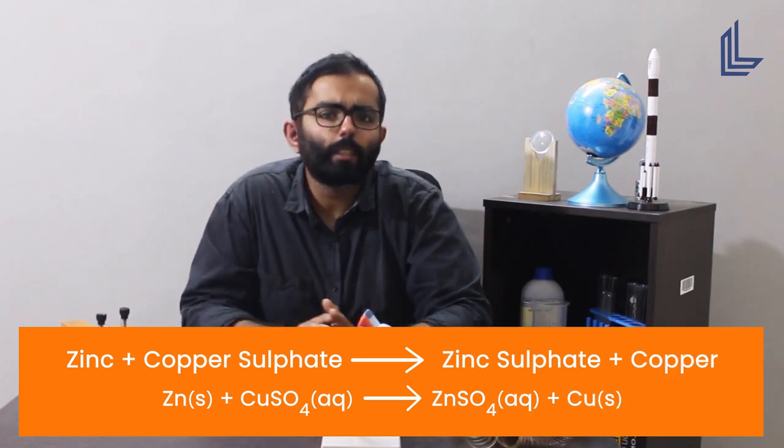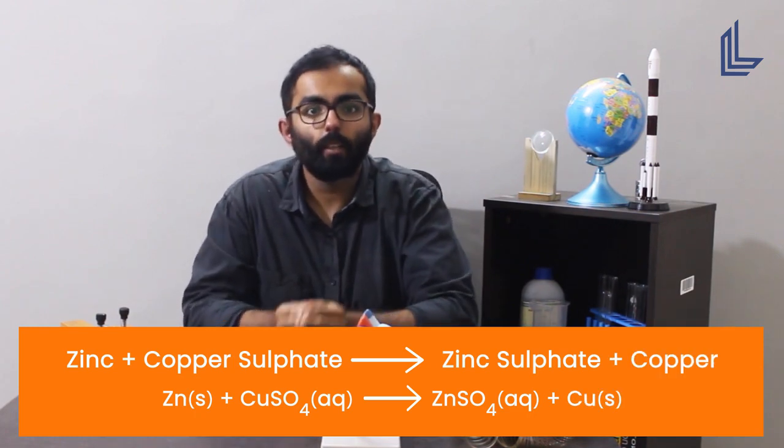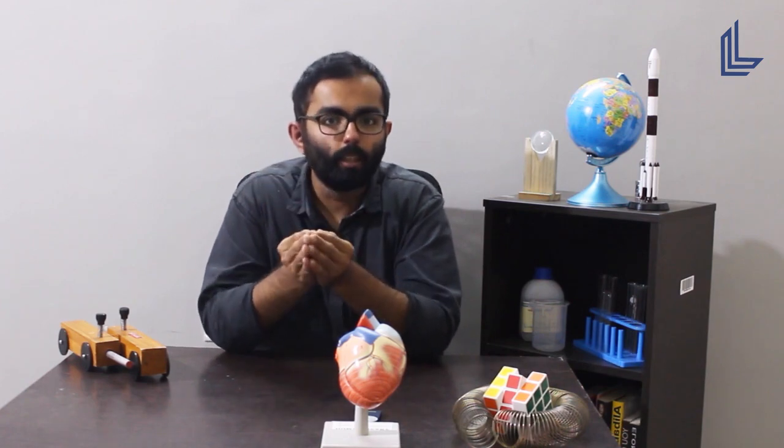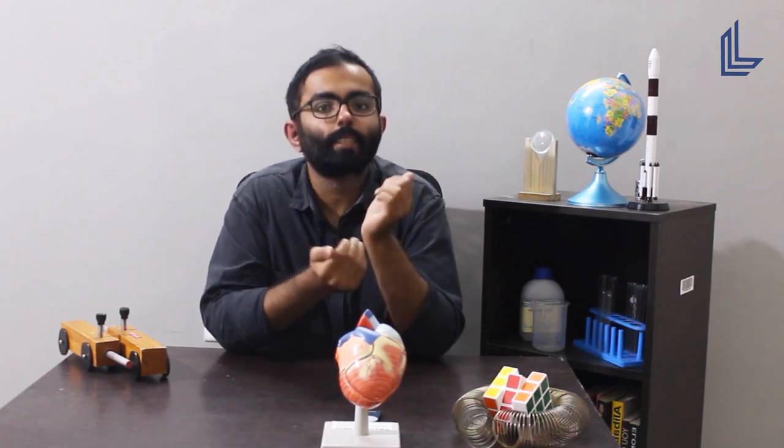Now, why do you think this happens? Why does one metal displace another metal? This happens because of something called the reactivity series. Not going into much detail about this, you will learn about it in your future classes. But what happens is that a more reactive metal replaces a less reactive metal in a displacement reaction.